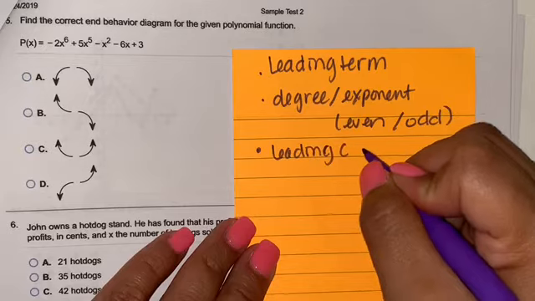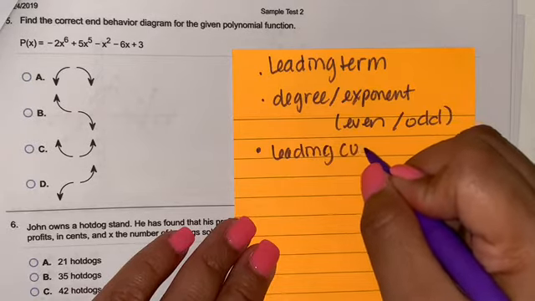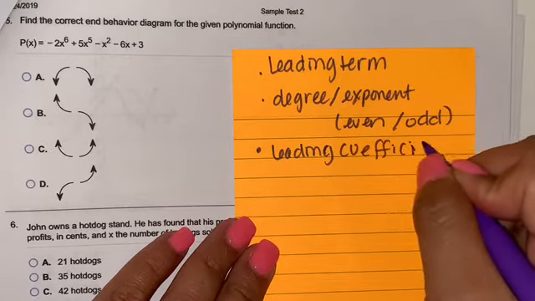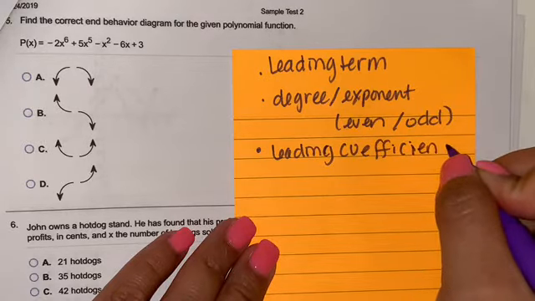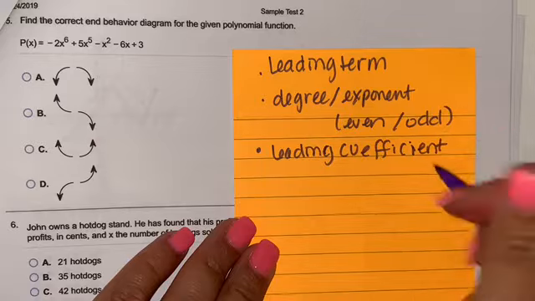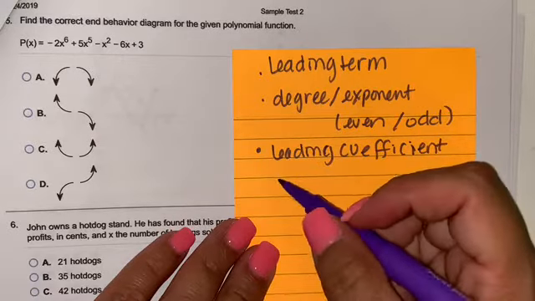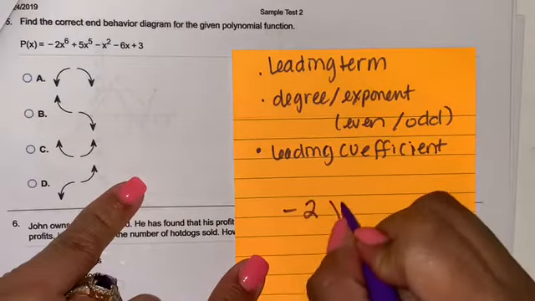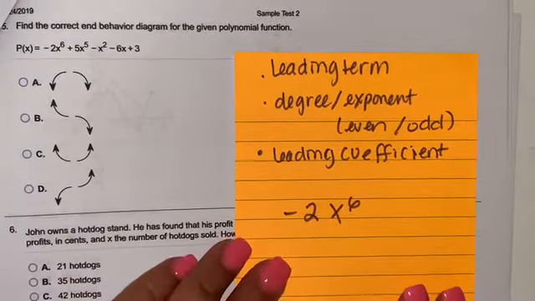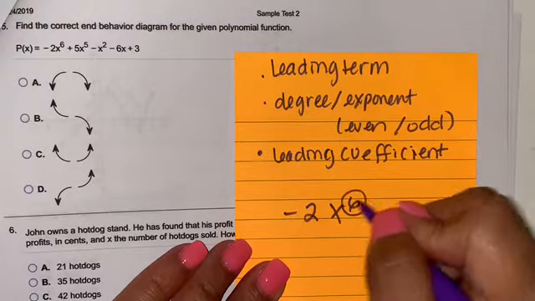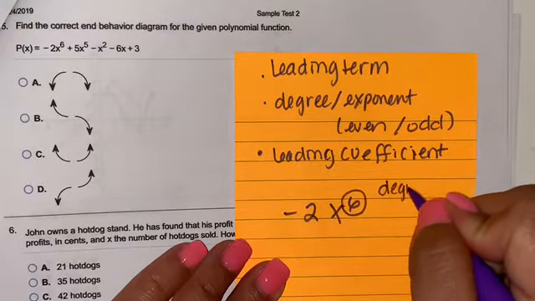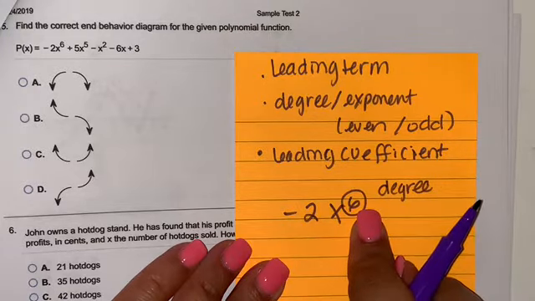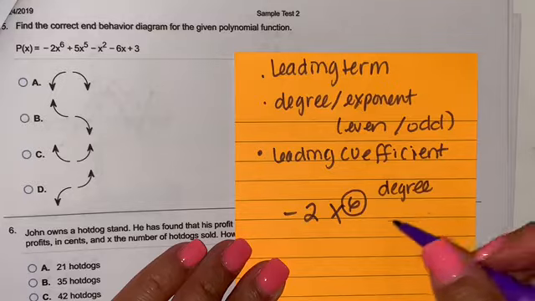And when you're looking at the leading coefficient, you're looking for what's positive and what's negative, because that's going to determine the arrows, like if they go up or down. So the leading term in this case is negative 2x to the 6th. This is my degree. I know that it's an even number, so it's going to be an even function.